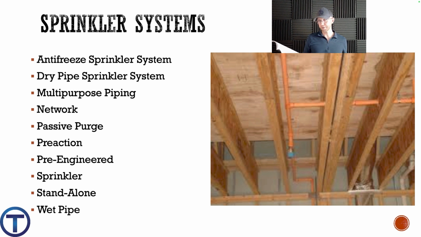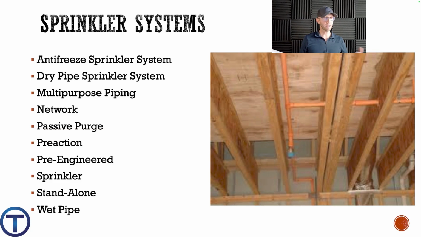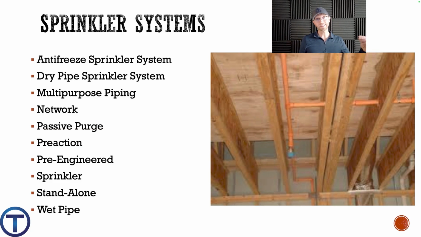An antifreeze sprinkler system is a wet pipe system that uses automatic sprinklers and contains a liquid solution to prevent freezing of the system. It's intended to discharge the solution upon the sprinkler operation, followed immediately by water from the water supply. So the system's filled with an antifreeze so that the pipes won't freeze, but once that water's moving, the antifreeze is pushed out and water follows.